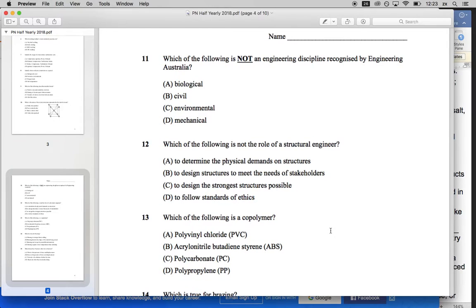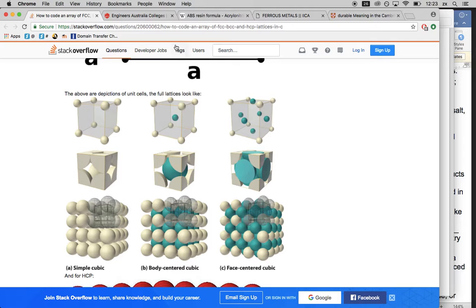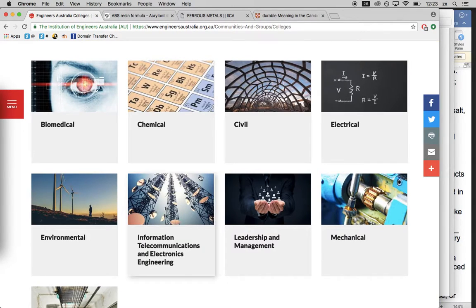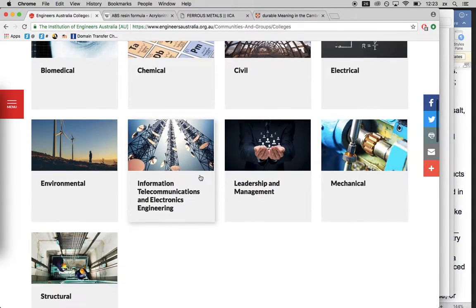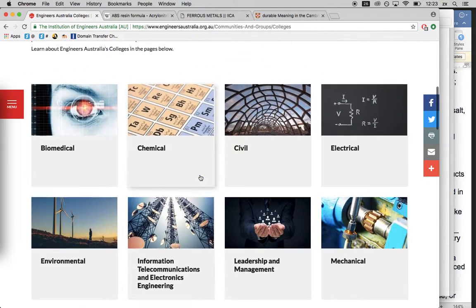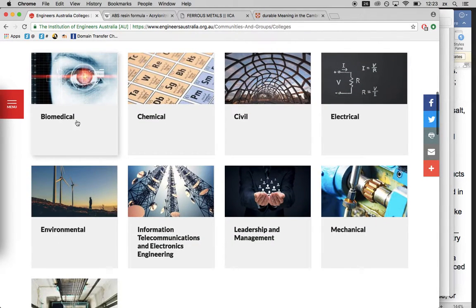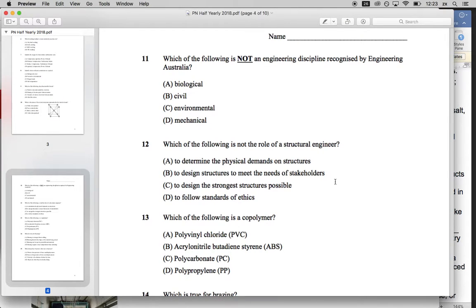Okay, 11. Which of the following is not a discipline recognised by Engineers Australia? So these are the colleges of Engineers Australia. We have structural down the bottom, and then this one here is biomedical, not biological. That was the best I could come up with to really test your knowledge of the Engineers Australia disciplines.